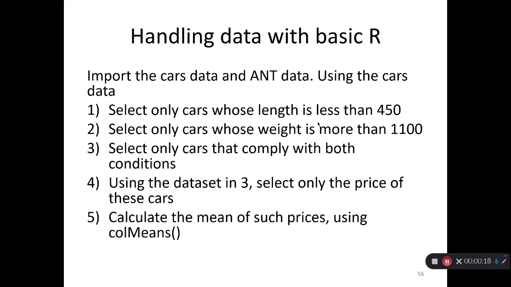So I will ask you to import the cars data and the ANT data in the data folder. Using the cars data, you should select only cars whose length is less than 450, select cars whose weight is more than 1100, then select cars that comply with both above conditions. Using the data set in 3, so the one with only cars selected by these two conditions, select only the column corresponding to the price of these cars, and then calculate the mean of such prices using the function colMeans.